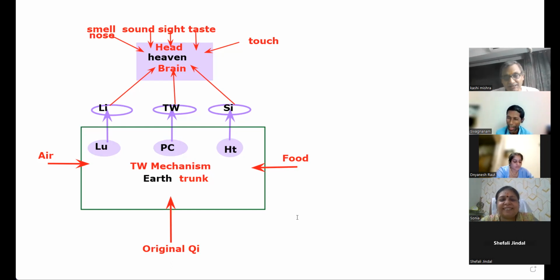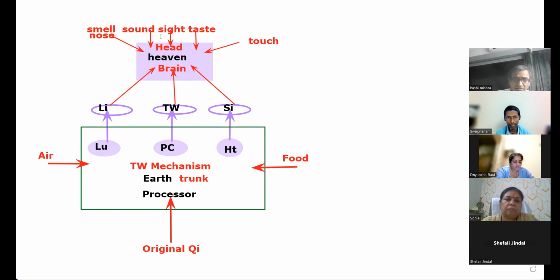Okay. Now, this is what this processes. What are the things which are processed? The air, the food, and the original chi. They are processed. So this is a processor. Triple warmer mechanism is what? It is a processor. So this is known as a processor.